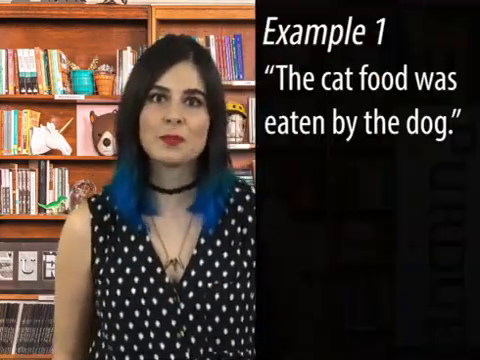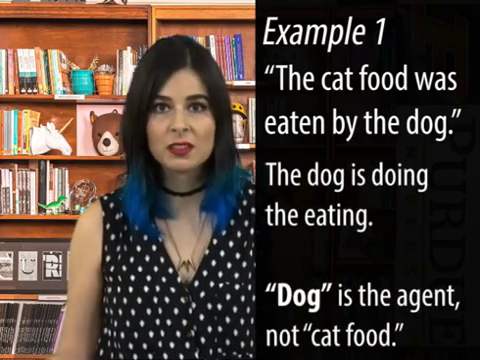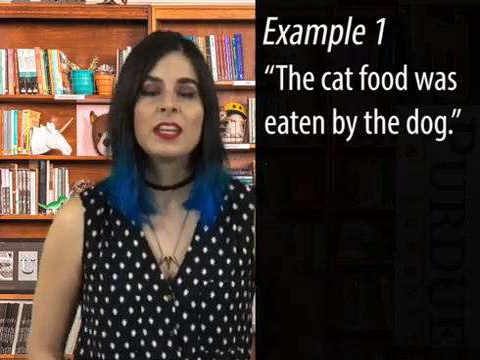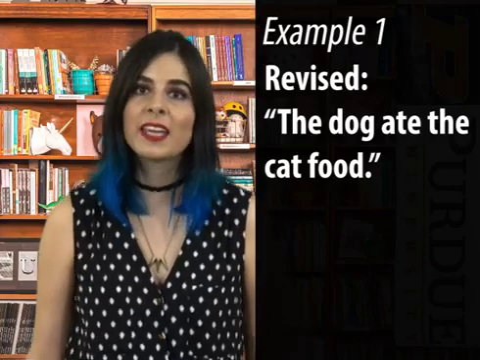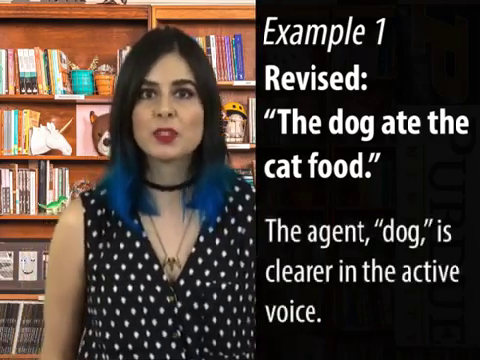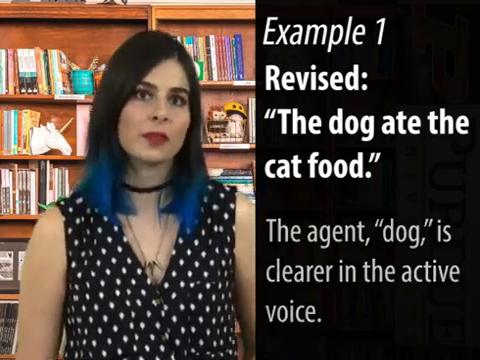Let's look at an example. The cat food was eaten by the dog. What's doing the action? The dog. But what does it sound like? The cat food. Here we have an example of passive voice. The agent, or the dog, is being obscured. Let's rewrite the sentence like this. The dog ate the cat food. From the start, we see the subject, the dog, performing the action, eating the cat food.